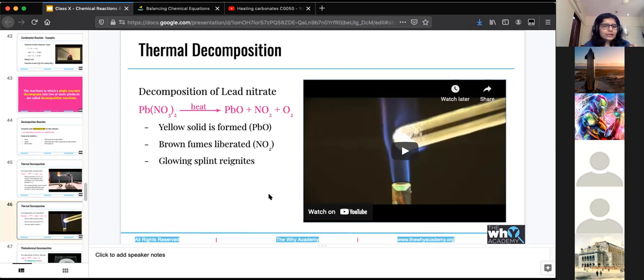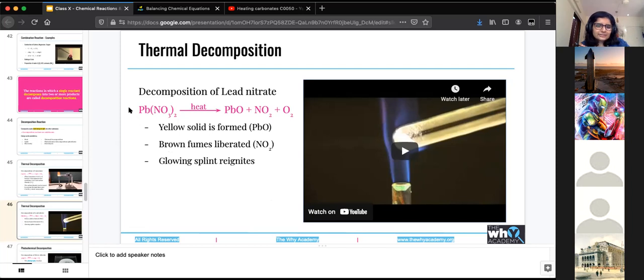NO2 is a brown color gas, nitrogen dioxide. So whenever you see brown fumes, map it to nitrogen dioxide. Brown color liquid is bromine, but you will not come across that often. Brown gas is usually nitrogen dioxide. And remember the test for oxygen, test for carbon dioxide, test for hydrogen. This will help you identify what gas it is.